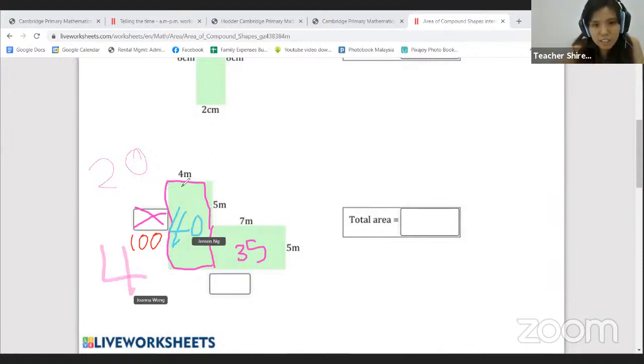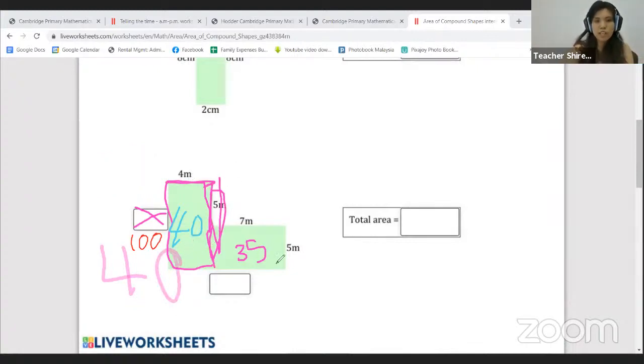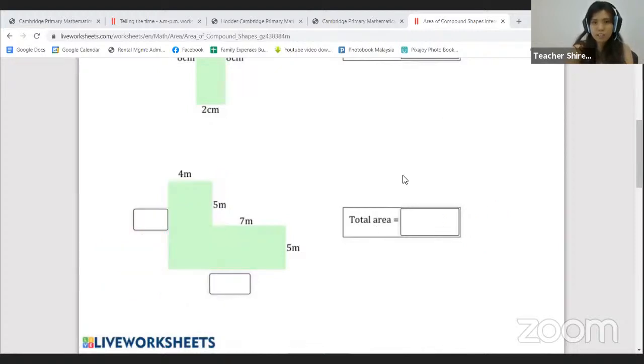Fantastic. So it's 4 by here. This whole line is 10. 4 times 10 is 40. So all in all, the total area is 75. Make sure, remember, it's not cm this time. It's square meters. Any question at all?